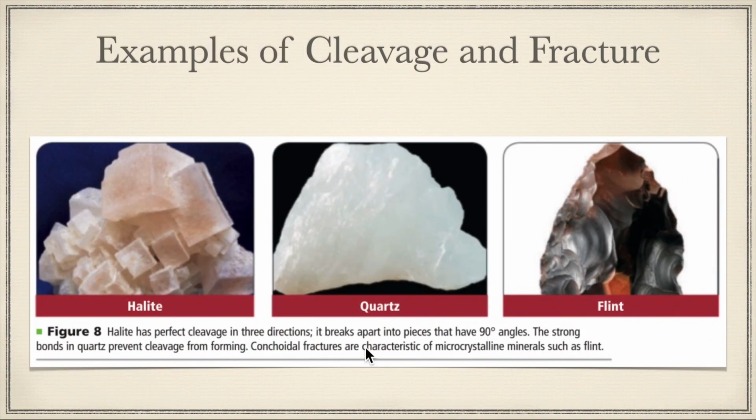Okay, so some examples. So halite, again, has cleavage planes. It's got 3 cleavage planes at right angles to each other, so it forms cubes. Quartz just has fracture, so it just breaks at different jagged patterns. And then you have conchoidal fracture in this flint here, so you see these sort of arc-like patterns as the flint is broken.